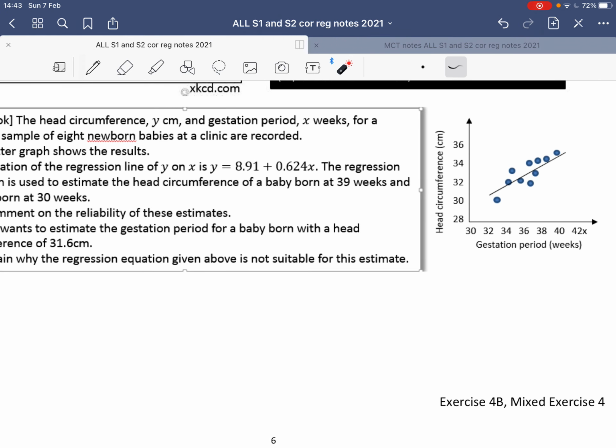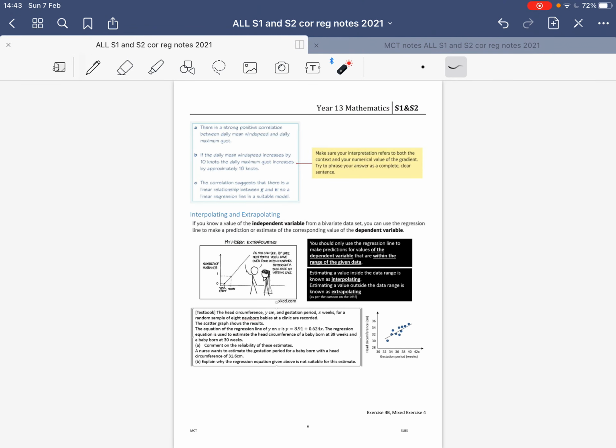Okay, that was the whole chapter. Good, we've done a brilliant job of that because we've finished. So exercise 4A, 4B, mixed exercise 4. If I were you, I'd go straight to there and pick out a few questions that look good.